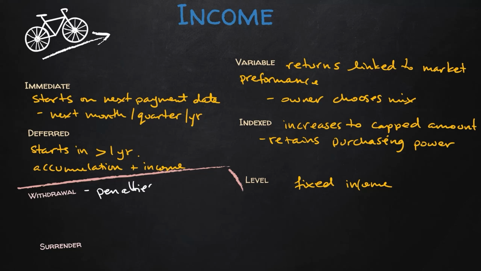Now, we talked about income, so getting your money out. How can you get all of your money out? Now, this is a little bit more limited. Annuities really are not the type of product that is set up to take out money whenever you want.